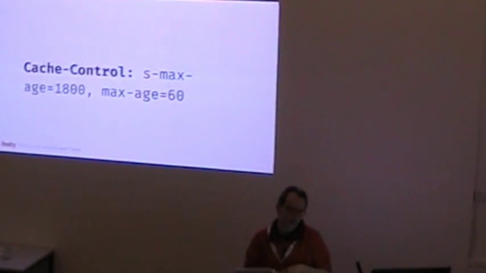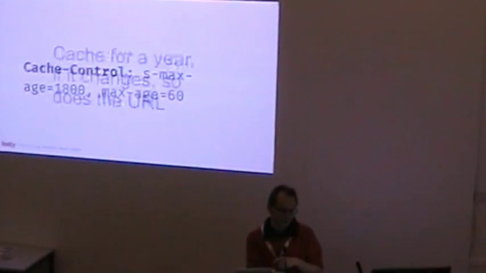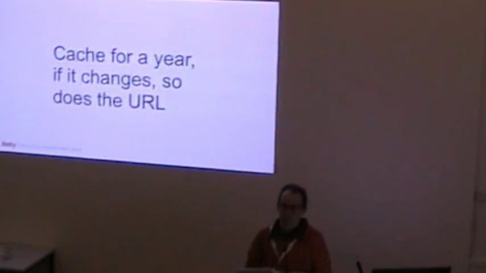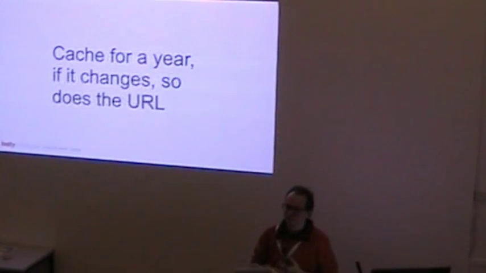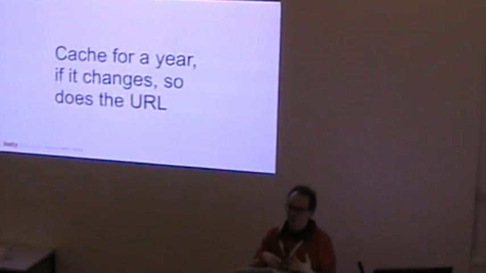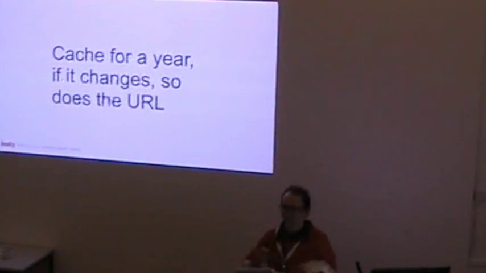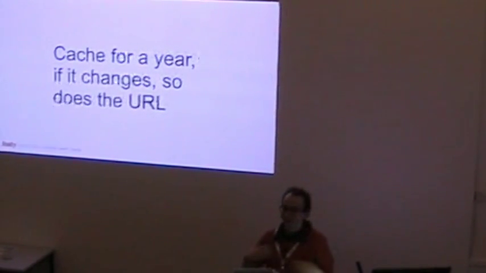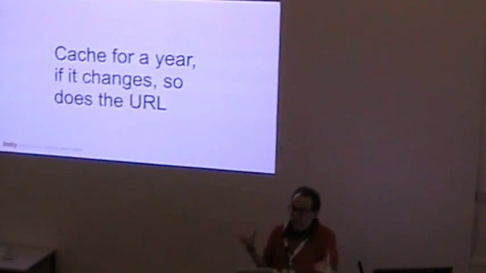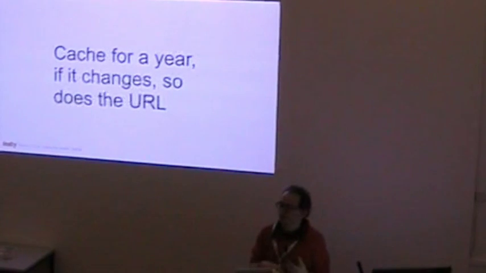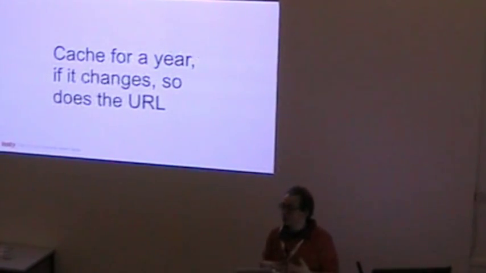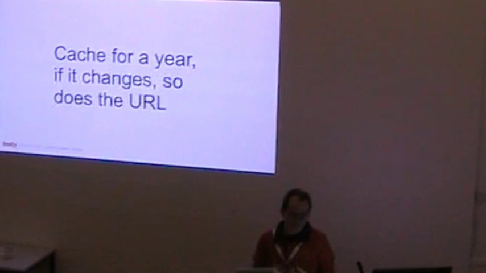But my real rule is, for things which aren't web pages, you should cache them for as long as possible. A year is very long in internet time, so a year is good enough. And if it changes, then it should have a different URL. This means that clients will notice straight away there's different content because it's got a different URL, so they'll fetch it as quickly as possible. So use a hash of the contents for the URL, or a version ID or something like that.